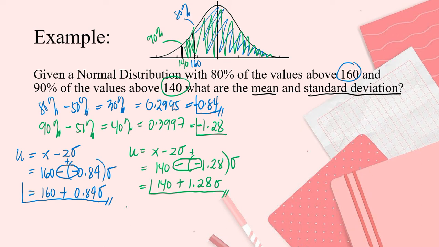Ngayon, ang gagawin natin po is pagsasamahin natin, o equate po natin yung nakuha natin sa first sa nakuha natin sa second. So, paano yun? Kunin na natin. We have 160 plus 0.84 SD. Yun yung una mong nakuha. Equate mo ngayon dun sa pangalawang mong nakuha na 140 plus 1.28 SD. And then after that, pagsamahin mo yung like terms. Kapag whole number sa whole number, yung may symbol sa may symbol.